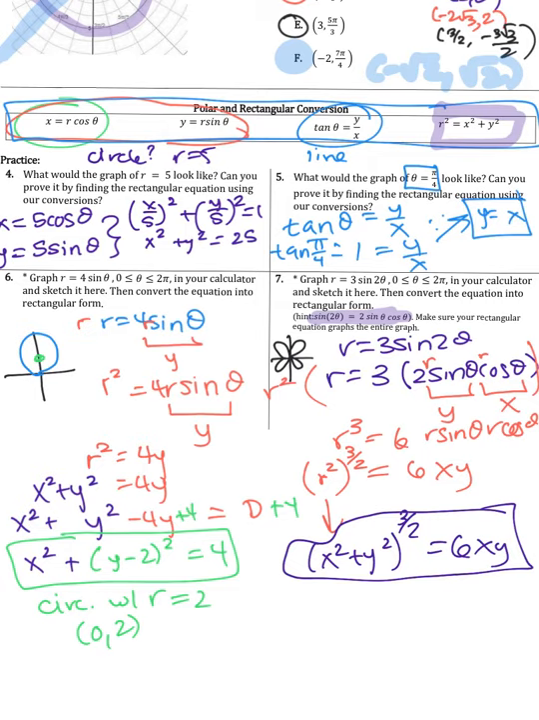So the idea when we're writing in rectangular form is we're really using any of those 4 polar and rectangular conversions to try and help us come up with a way to get rid of theta and r and to bring in x and y.